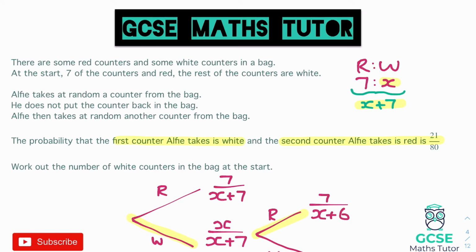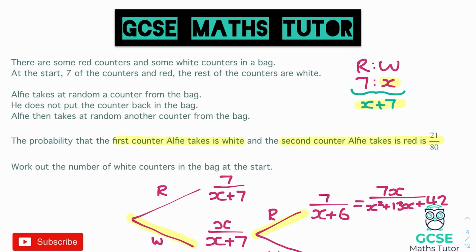So there's our 2 fractions, X over X plus 7. We need to multiply that by the 7 over X plus 6. And those 2 probabilities there are going to equal 21 over 80. Let's see if we can fit this all in. So X times 7 will give us 7X on the top. And then we are going to have a quadratic there, X plus 7 times X plus 6, which is going to give us X squared plus 6X and 7X, which is going to be 13X, plus 6 times 7, which is 42, and just about fit that in.